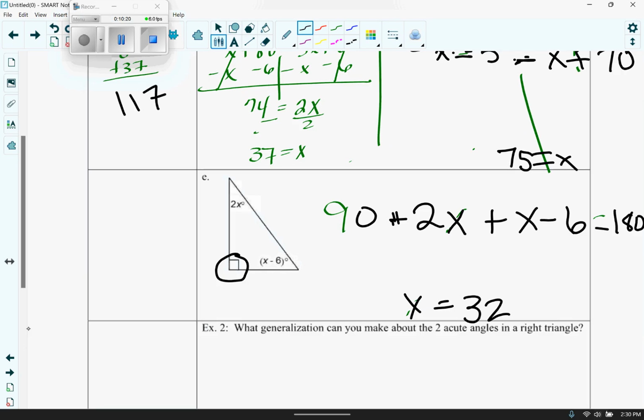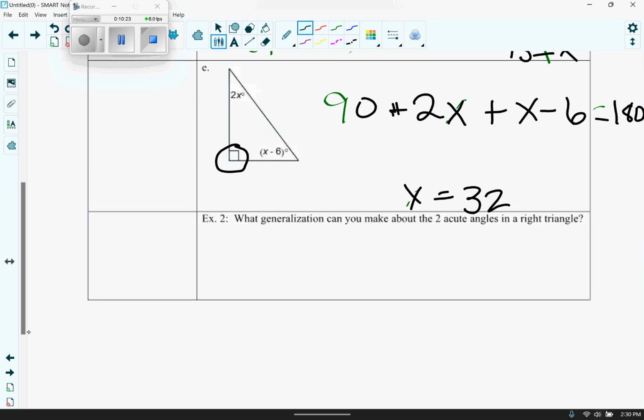And the last question it asks you down here: what generalization can you make about the two acute angles in the right triangle? Well, think about it, a couple things. If that one's 90 and they add up to 180, together those other two angles have to equal 90. The other thing is that they both have to be less than 90. So the other angles must be less than 90. They have to be acute.